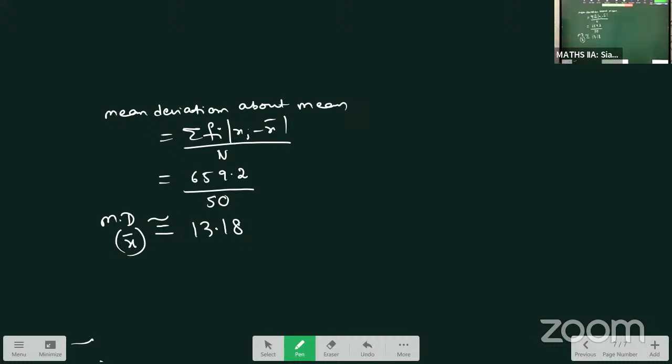So this is about mean deviation about mean. Now come to the next concept, the median, mean deviation about median. When we are going for the median, one main thing we have to remember: the given data we have to arrange in ascending order. First, the question goes like this. We have to find the mean deviation about median of the following data.